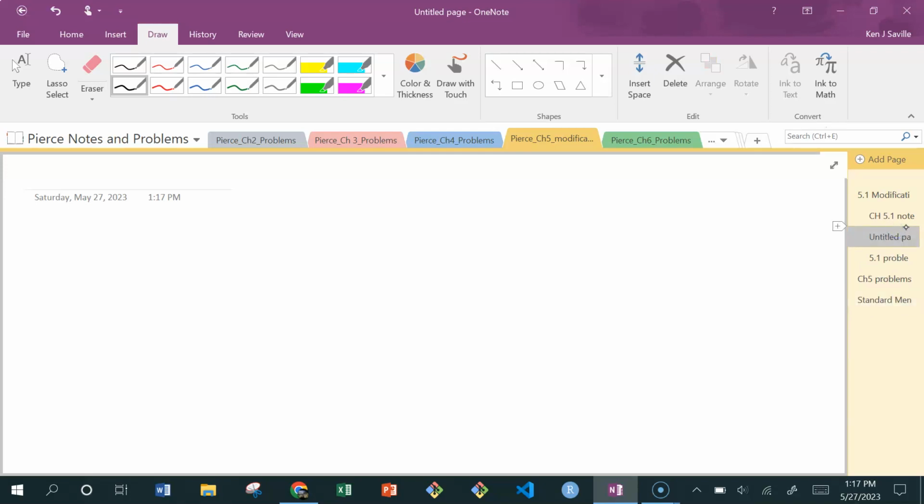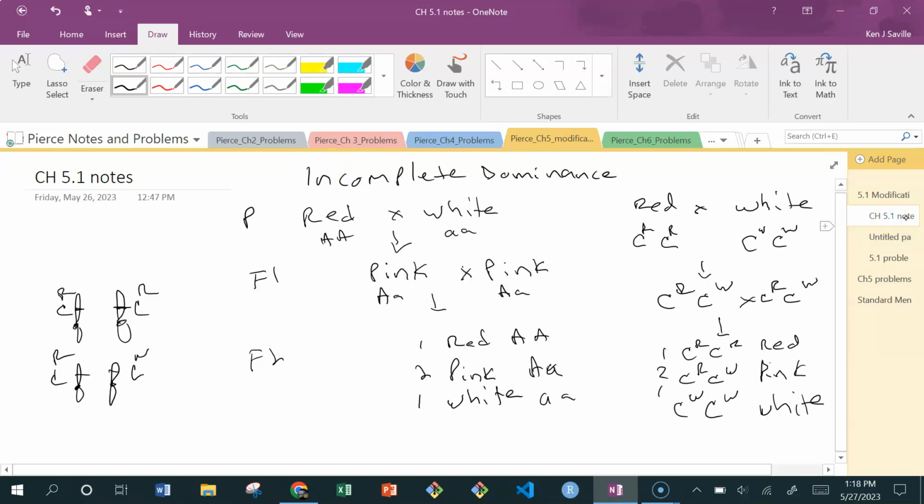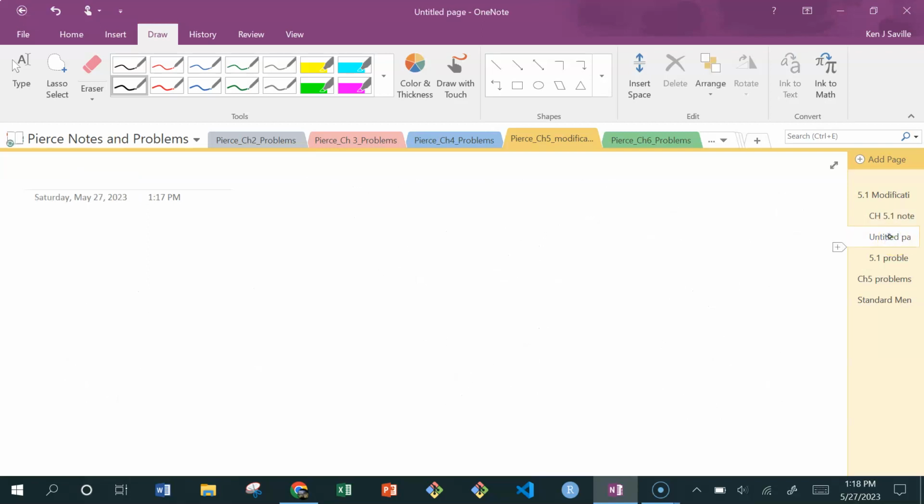All right, so that was incomplete dominance. Now let's look at codominance. Let's go back just for a second. The other thing that's key about incomplete dominance is that this pink is intermediate between red and white. So somehow the phenotype is intermediate between the two original phenotypes. Codominance is very similar, just one little difference. So with codominance, we're still going to get a 1 to 2 to 1 ratio.